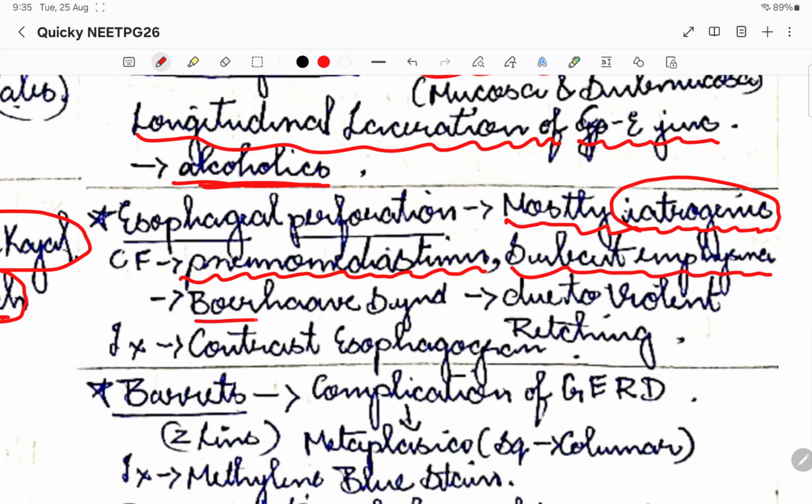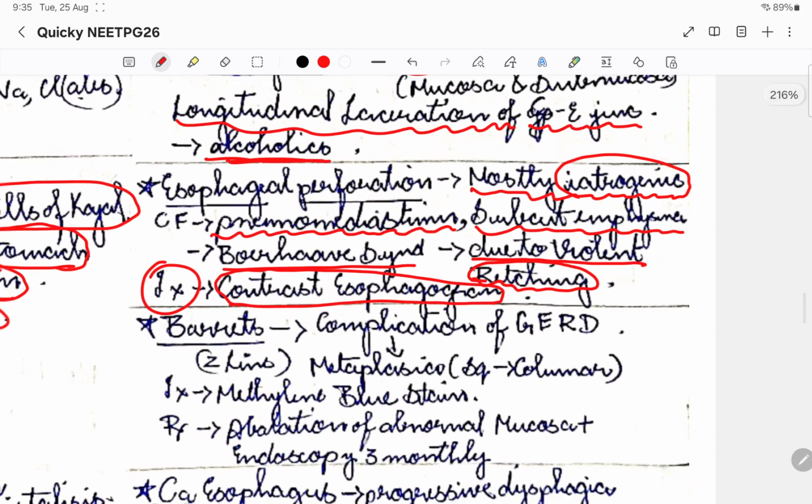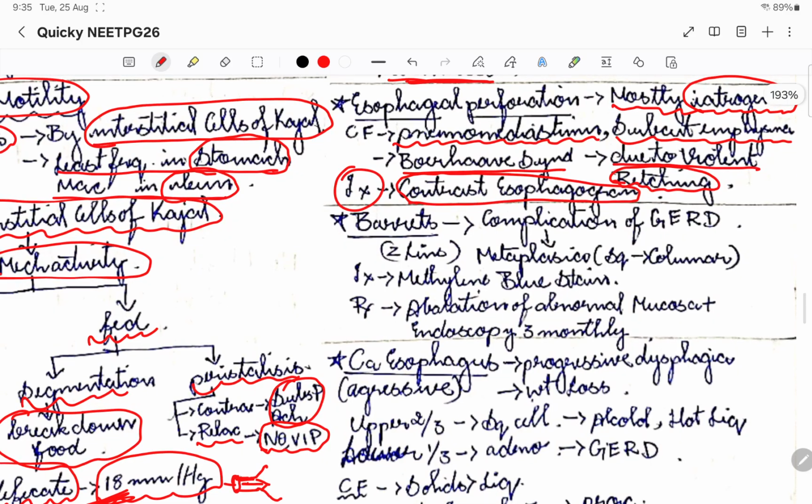Then Boerhaave syndrome, meaning violent retching will lead to Boerhaave syndrome, okay. So this is the clinical feature with respect to esophageal perforation. How do we diagnose? Basically we'll do a contrast esophagogram, and we'll see where exactly the perforation is, okay. Then what we'll do is basically an omental patch, okay. We'll do omental patching for the management of esophageal perforation.